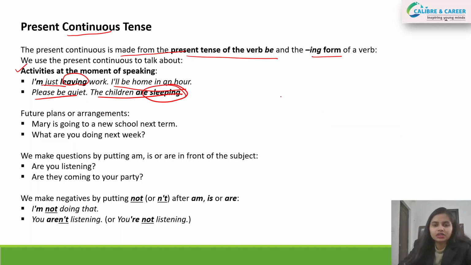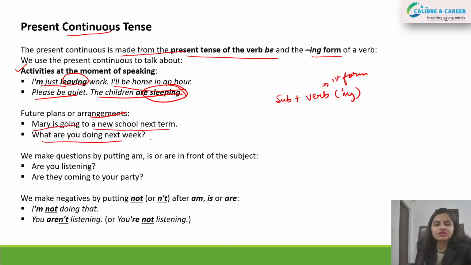Number one thing, the subject will come, and with the verb's first form, the base form, you will use ing. Only this thing has changed. When you are talking about future plans or arrangements, what will you say? Mary is going to a new school next term. What are you doing next week?